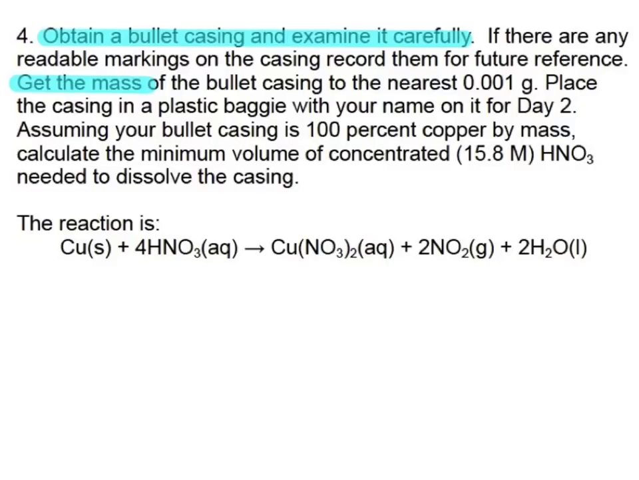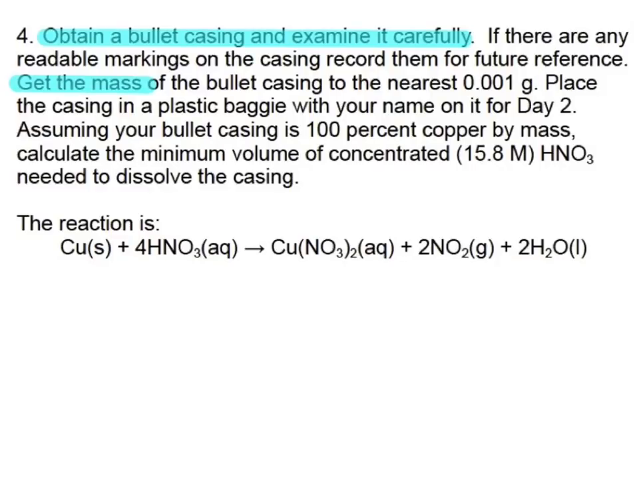So you got your bullet casing, and Monday, when you go in there, examine it, see if there's any markings on there, like maybe who the maker is or that type of stuff. That way you can use it on the day when you figure out who the maker of your bullet was.